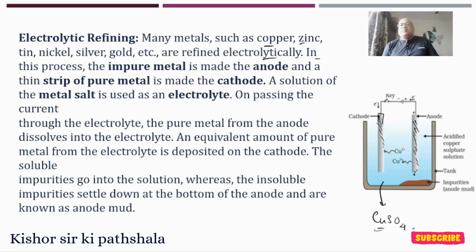Then the metal from the anode dissolves into the electrolyte, and an equivalent amount of pure metal from the electrolyte is deposited on the cathode. At the anode we have the impure metal; the metal comes out of it and goes into the copper sulfate, and this copper is deposited on the cathode, which is a strip of pure metal.